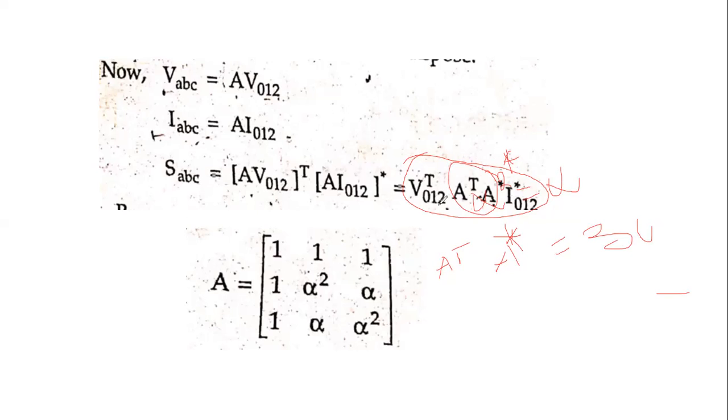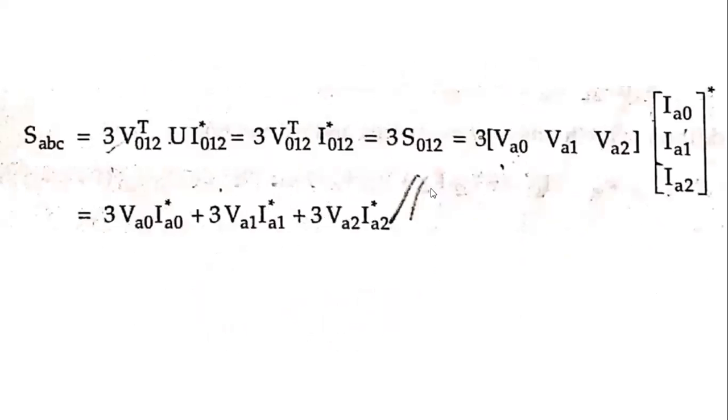Next, the formula is V012 transpose into 3U, I012 conjugate. Therefore it is 3 into V012 transpose U into I012 conjugate. Then this will be written as 3 V012 transpose I012 conjugate. Therefore this will be equal to 3S012. V into I means the power, that is S012.